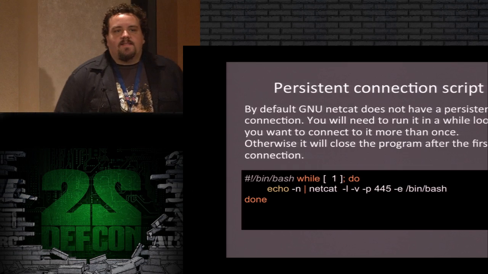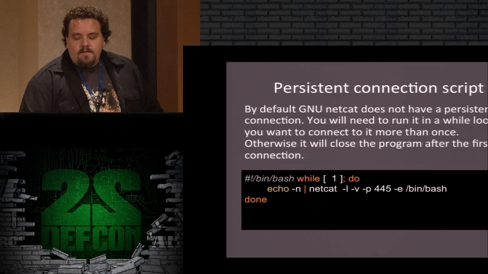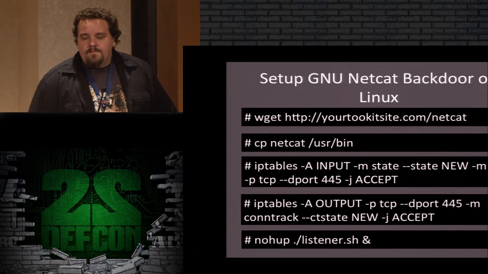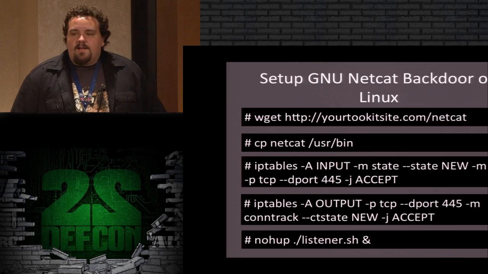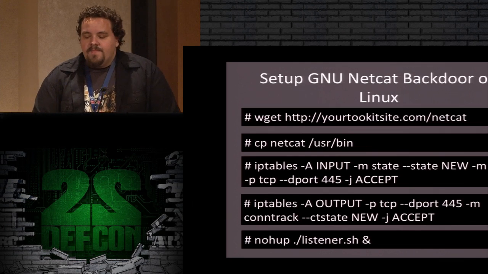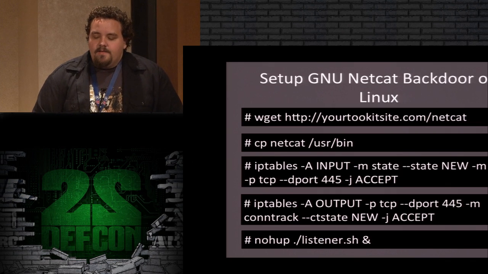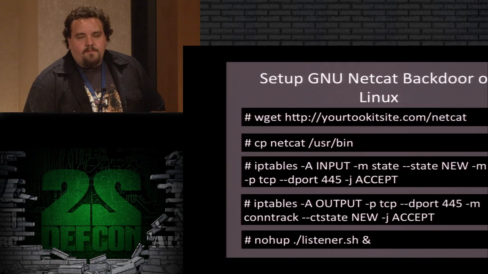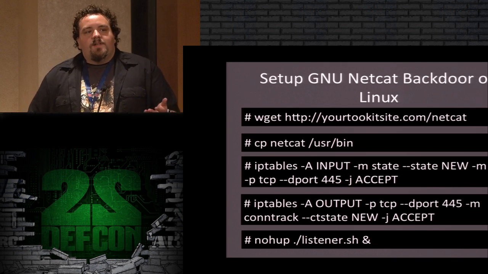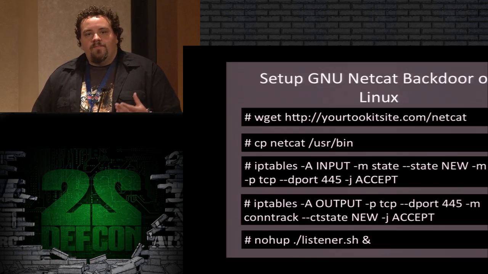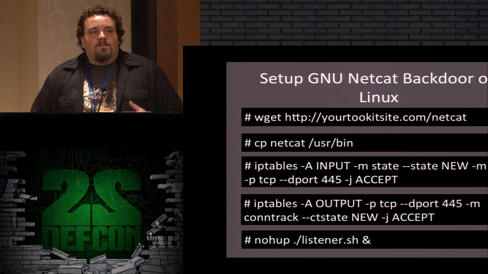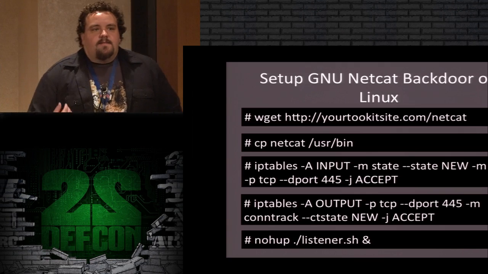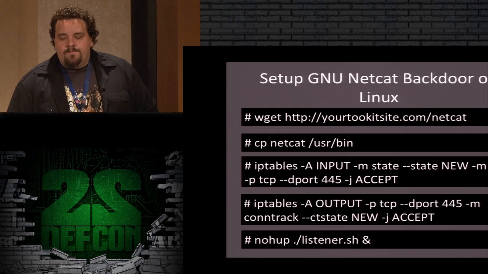And so here we can see that we're saying netcat listen on port 445, and then anytime anyone connects, execute bin bash. And then again, here is the netcat backdoor on Linux setup. So you can use wget to get your netcat, copy it into the user bin so it's in path, set up the IP tables. And the critical thing here is you want to nohup the listener, because we want to disconnect the command line user from the process. So when they exit their terminal and they go and do something else, or they log in a different machine, we can still get to that process, and that process isn't owned by that user.